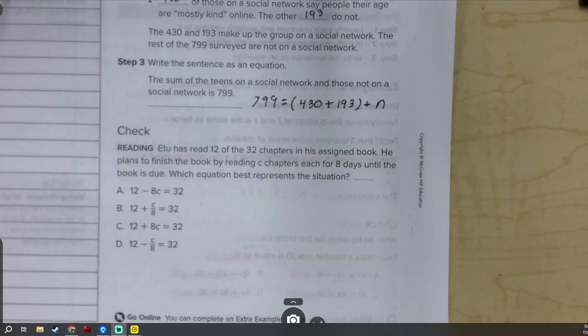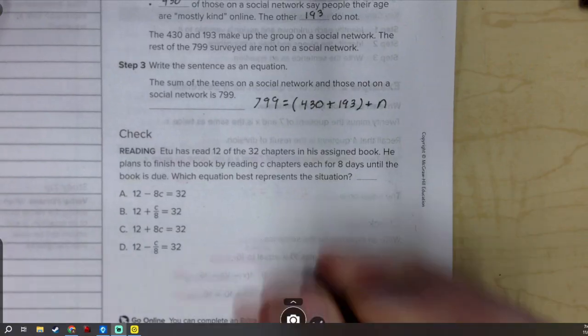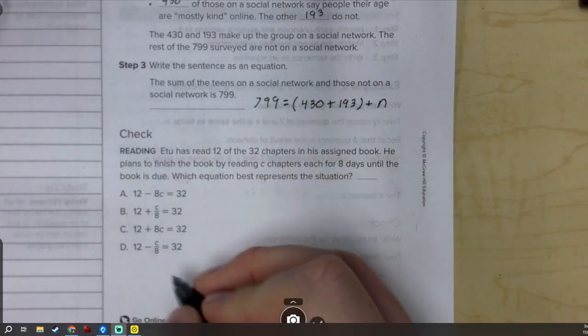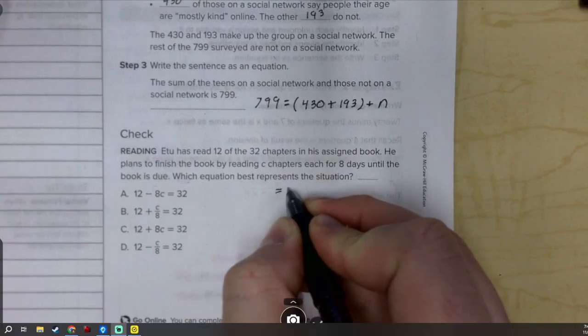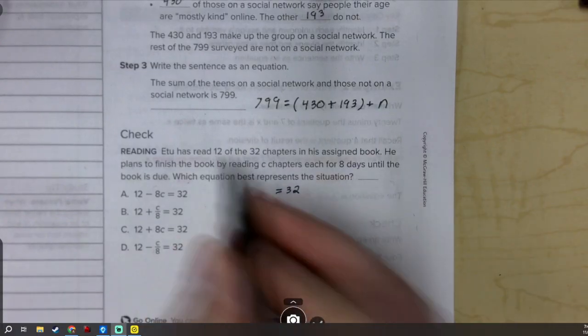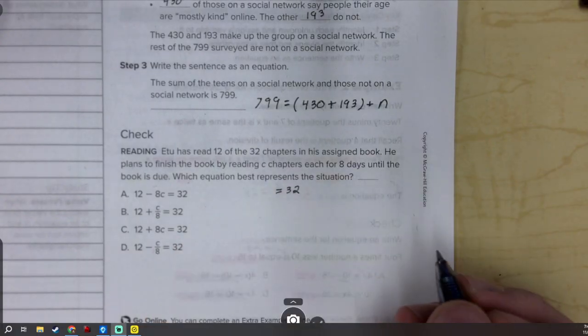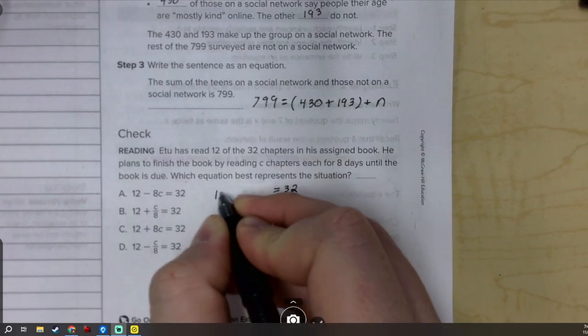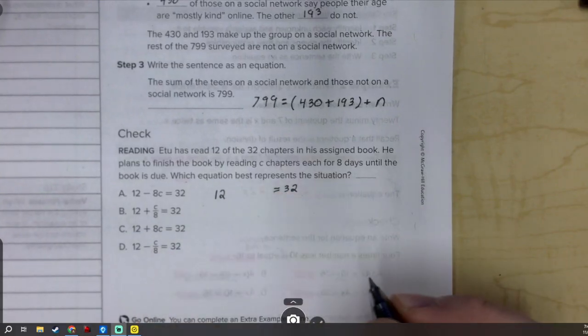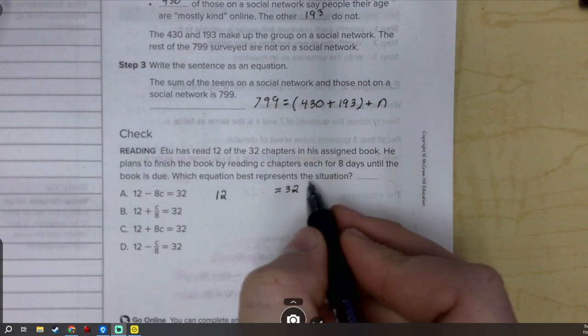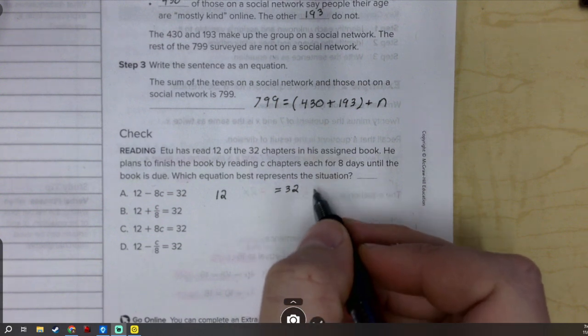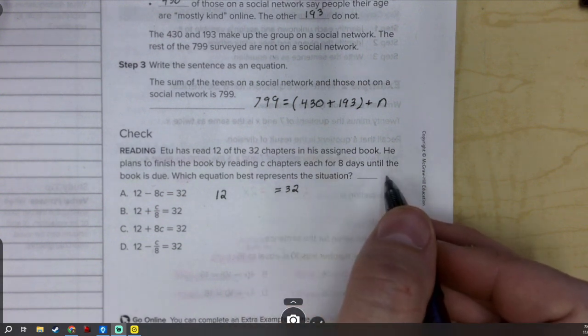He has read 12 of 32 chapters in his assigned book. He plans to finish the book by reading C chapters each of 8 days until the book is due. Write an equation that represents this. All right. So there's 32 total. We see that all of these start with an equal 32. He's already read 12. And he's going to read C chapters every day for 8 days until it's done.